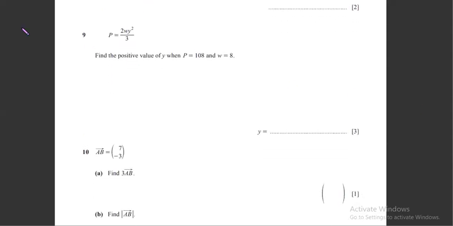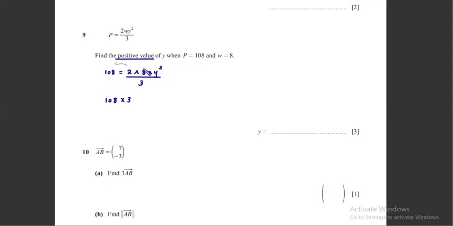Let's move on to question number 9. In question number 9, the formula is given to us. We need to find the positive value for y when p is 108 and when w is 8. So I'm going to substitute these values into this formula. So p is 108. This is equal to 2 times 8 times y squared divided by 3. I need to isolate y to find what y is. I need to bring the 3 that is dividing to the other side. It gets multiplied with this 108. The 2 and the 8 both are being multiplied with this y squared.